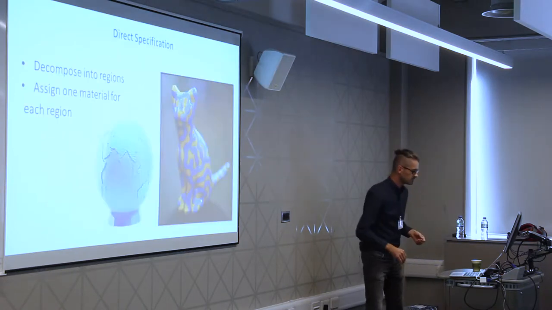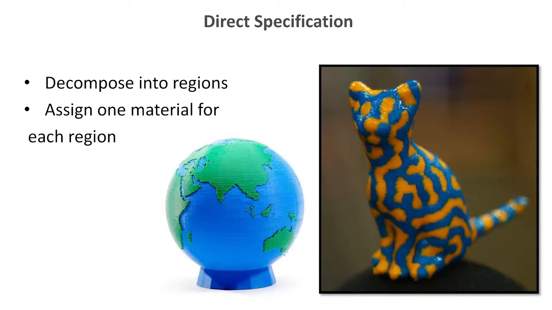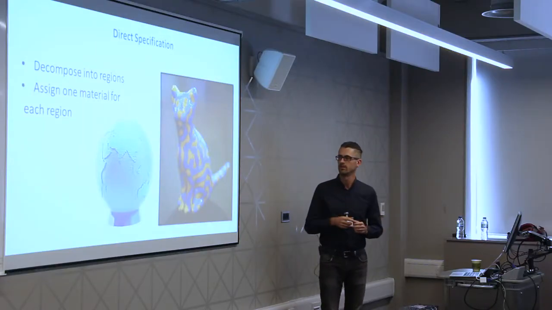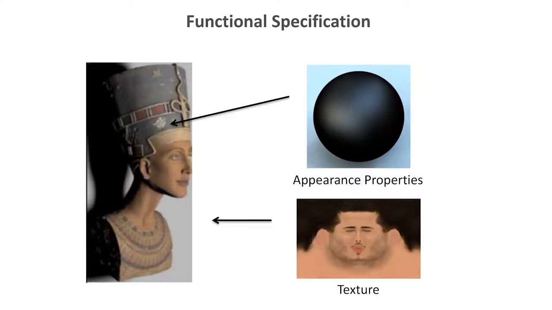So basically, when looking at how most of the current 3D printers work, you have a direct specification. What I mean by that is that what they really expect as input are regions: for each region you have a closed surface mesh, and you need to assign one material. This works well for certain engineering applications, but for more advanced applications, this specification might not be the best way.